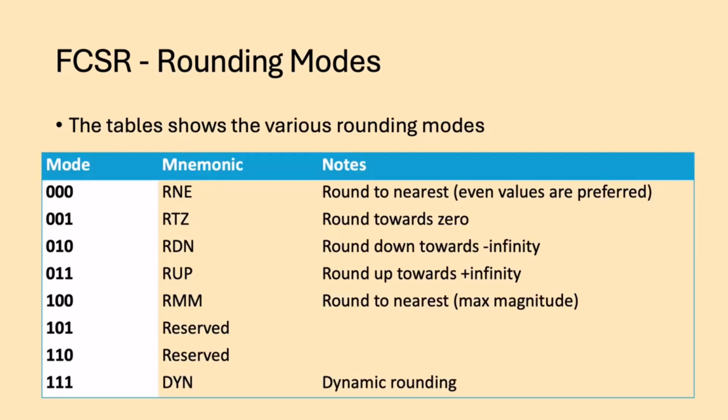So here's the bit fields. Round to nearest, ties to even, is actually preferred. Round towards 0, which we met in the previous screen. We can do round down towards negative infinity and so on. So, again, we'll write some programs to show how this all works.